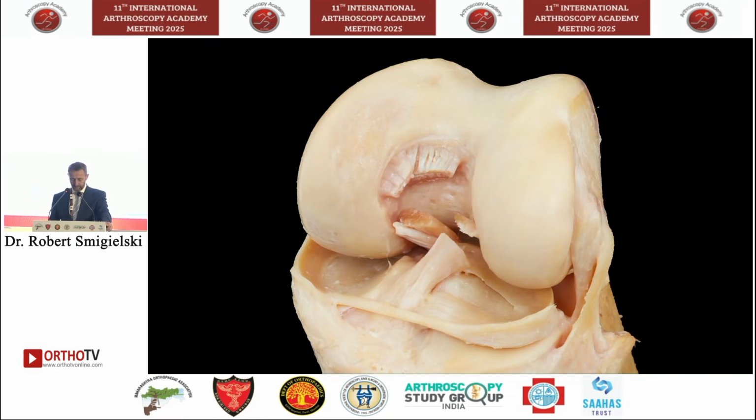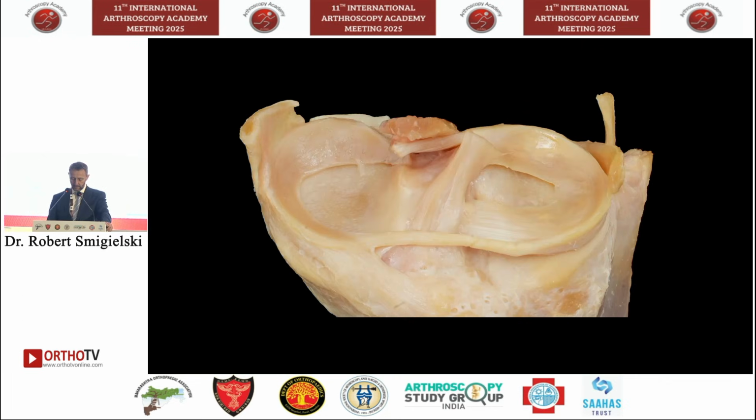Why? Again, in this picture, you can find here the PCL, and that's the Humphrey ligament, which is here, and of course we have the ACL, which is here. Okay. If we remove the femur, we go closer to the tibia, we can see here the meniscofemoral anterior, and again, this is the PCL, which is not round, definitely not.